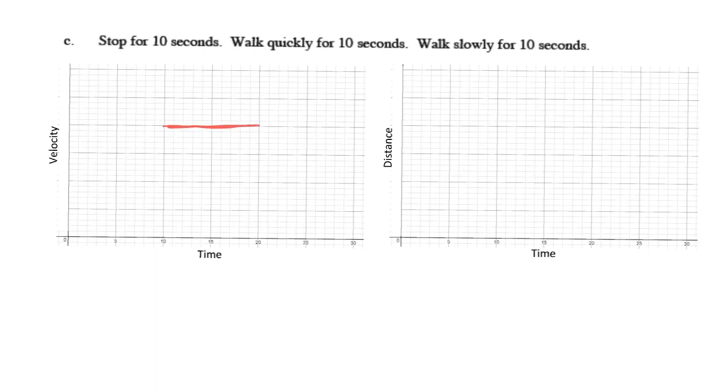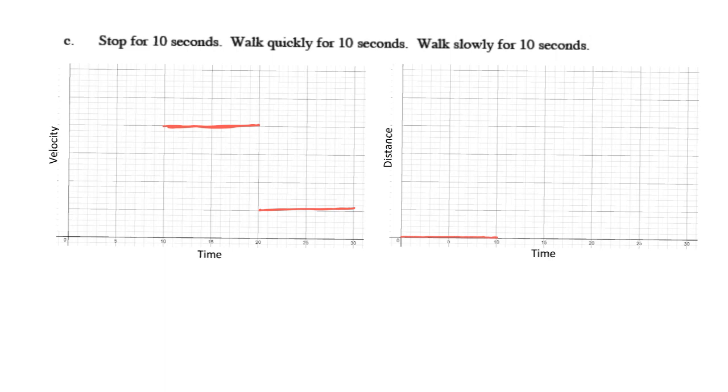So from 10 to 20, you're walking fast and then walking slowly for the last 10 seconds. So maybe my graph will be right here. I'm not appearing anything for the first 10 seconds. I was stopping, walking quickly, and then walking slowly for the last 10 seconds. If I'm drawing my distance graph, it will be appearing as a horizontal line for the first 10 seconds.